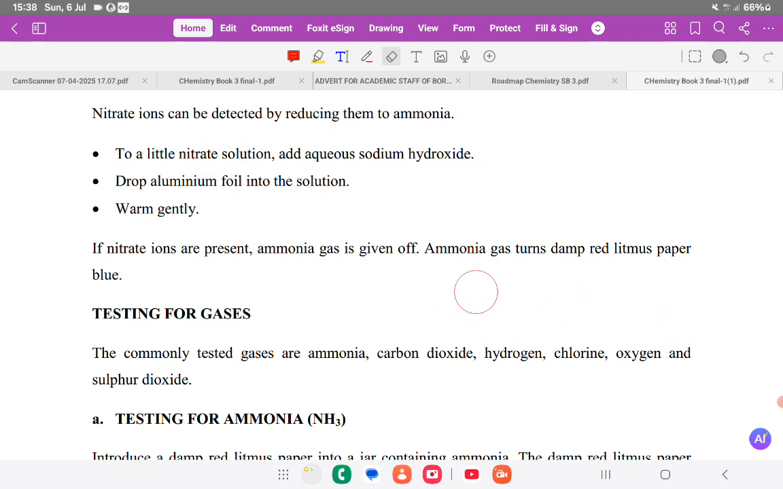All right, so I would like to leave you now. Next time we meet, we'll be looking at testing for gases, and then testing for ammonia, and testing for other gases, including testing for water. That's what we're going to look at next.